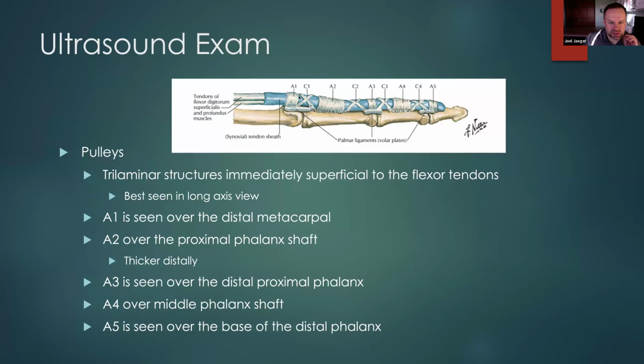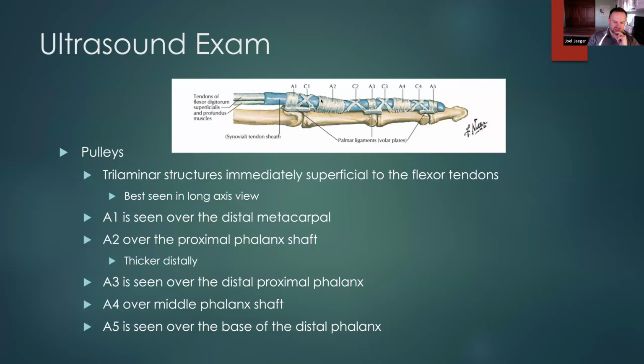Going up to this anatomy picture, looking at our A1 and our A3, they're very similar. They're at the MCP and the PIP joint, respectively. So the A1 pulley, when I'm looking for it over the metacarpal side of the MCP joint, sometimes I feel like it's just a little more proximal than I expected it to be. So I would encourage people to translate a little more up and down to see more of that tendon and visualize it well.